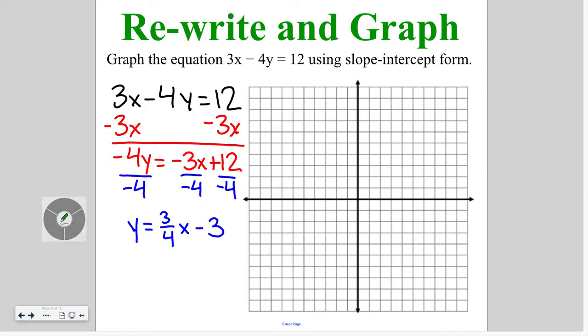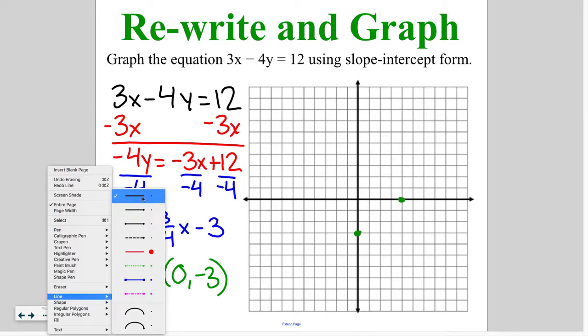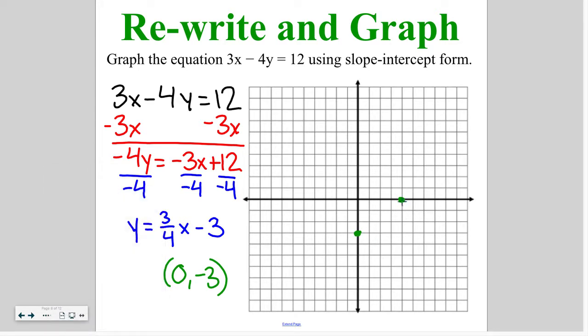Going on to my graph, I am going to start at the point (0, -3). And then I have my slope, which tells me to go up 3 and over 4 to get my second point. Once again, you're going to want to connect those using a straight edge. So we've got our line going through all of our points and finishing up by putting the arrows on the end.